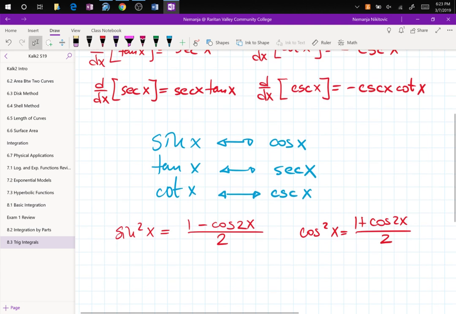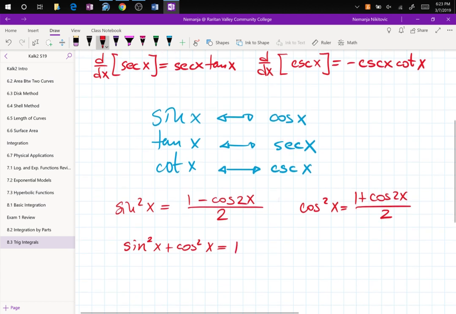And finally, we have the Pythagorean identities, which we can just write 3. So sine squared x plus cosine squared x is 1. And then 1 plus tangent squared x is secant squared x. And then 1 plus cotangent squared x is cosecant squared x. Do you see that this pairing is following the pairing for the derivatives and integrals? So we're still good, right?